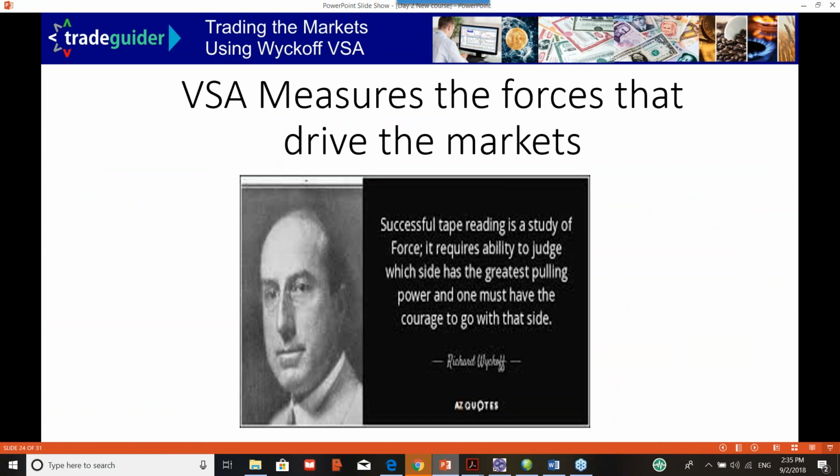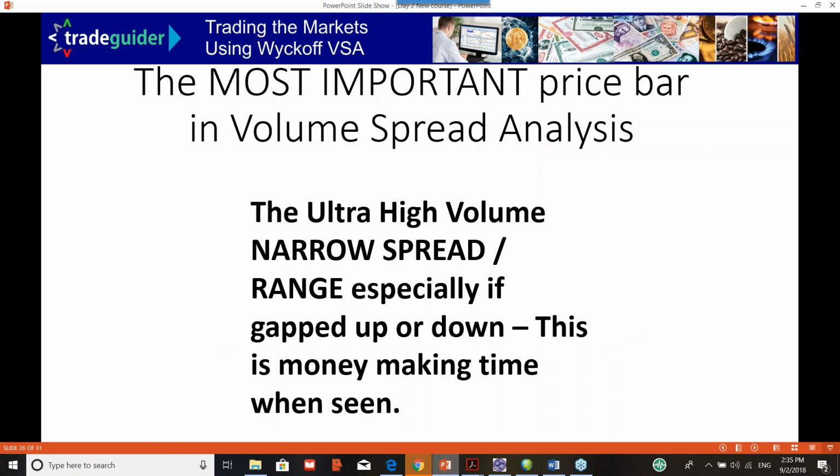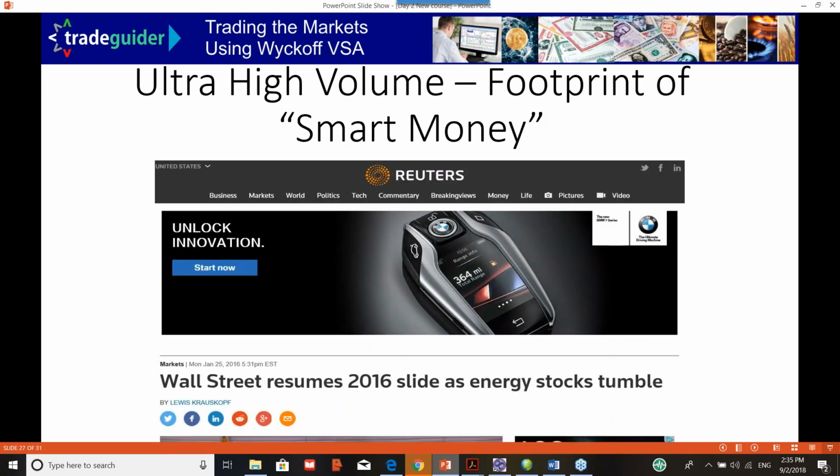And again, going back to yesterday, this is what we're measuring: force. VSA is measuring the force that pulls the market. Just to remind you, Wyckoff said successful tape reading is a study of force. It requires ability to judge which side has the greatest pulling power, and one must have the courage to go with that side. But just remember, you've got to be aware of the news. The most important price bar is the ultra high volume narrow spread bar, especially if there's a news-driven event around it. I'll give you just two little examples before we take a break.